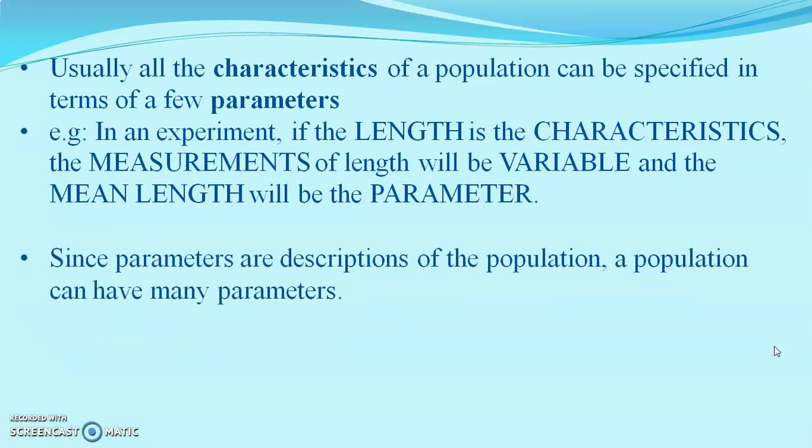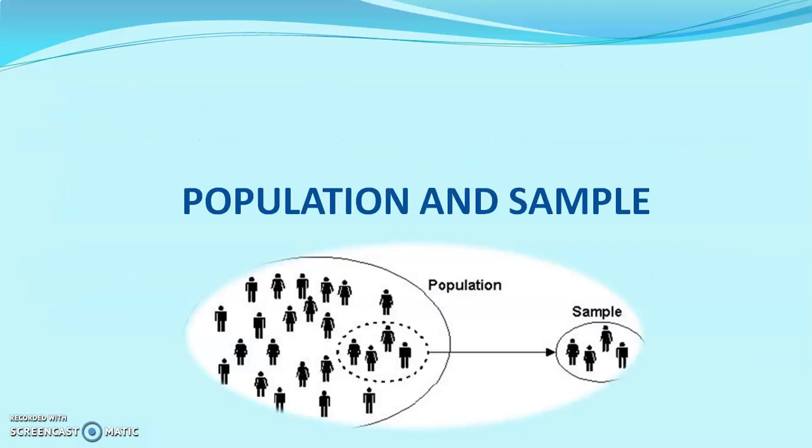Okay. So the parameters are the descriptions of the population. And there will be a lot of parameters in a population. Mean height will be there, mean breadth will be there, mean age will be there, etc. You can see some more examples. Mean length, mean breadth, age, etc. Now we can understand two more terminologies, population and sample.